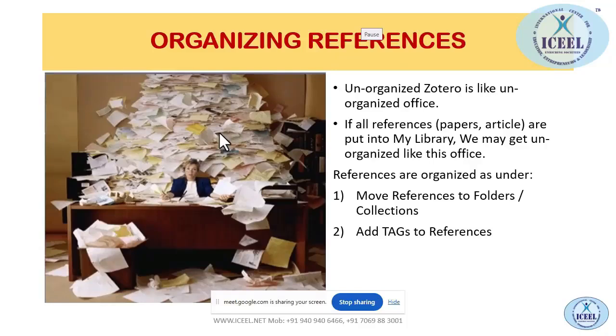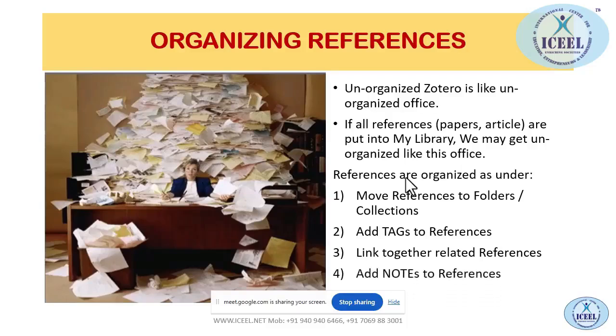Third way of organizing the references is what? Link together related references. For example, one reference is concerned with tea and another reference is concerned with coffee production, right? And I want to link these two references with beverages. Then I have to link these two references together. So link together references. One to many references linking is also possible. Many to many references linking is also going to be possible in Zotero. That I will show you.